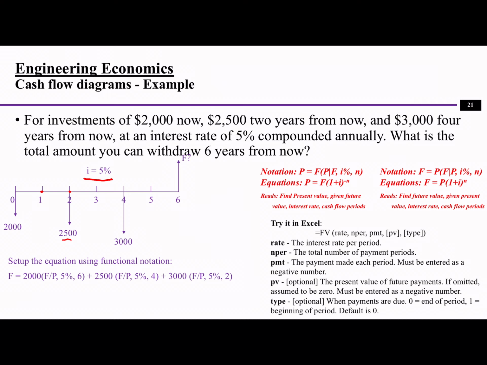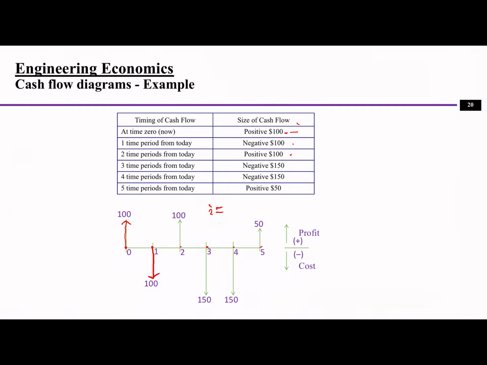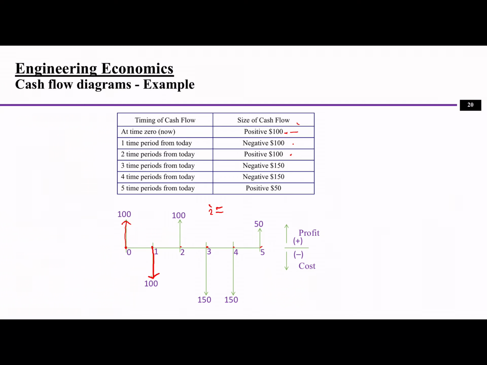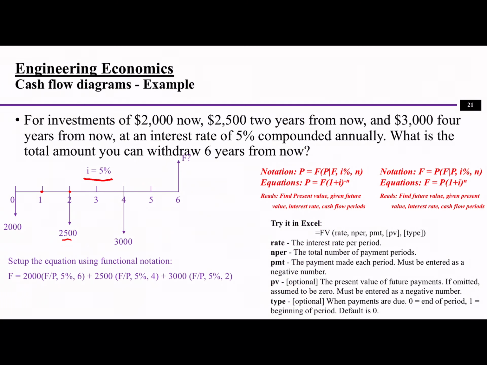All right, so we know all these cash flows: 2,000, 2,500, and 3,000. We want to find the future value at the end of the 6 years. So basically, we are looking for the future value, right? Remember this equation: future value equals present value times (1 plus the interest rate) to the power of n.